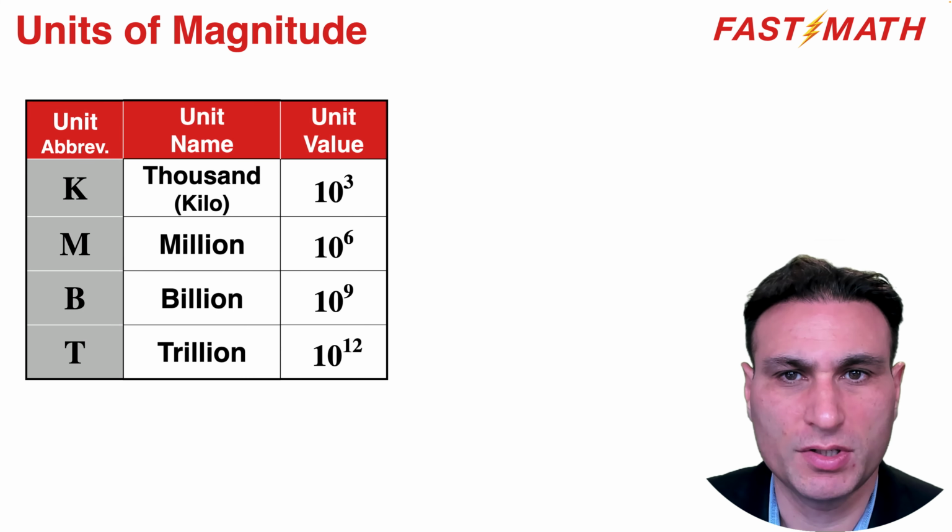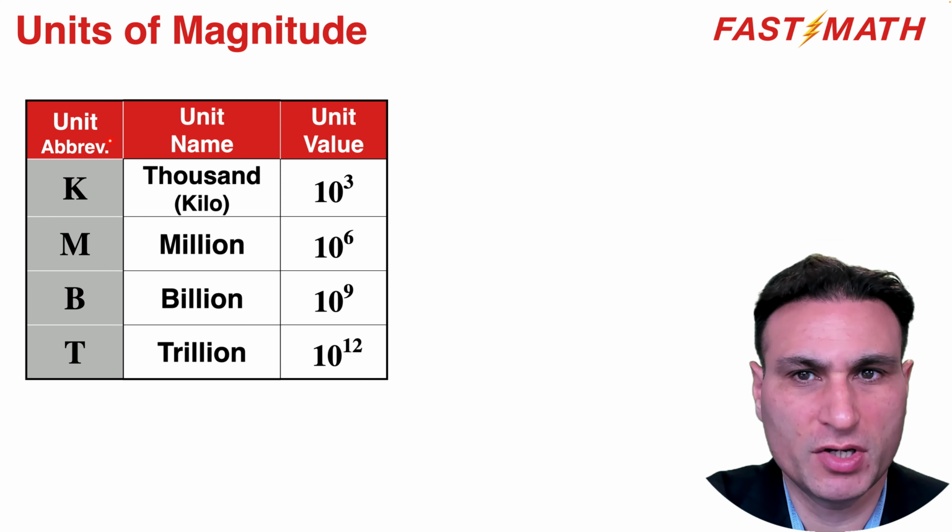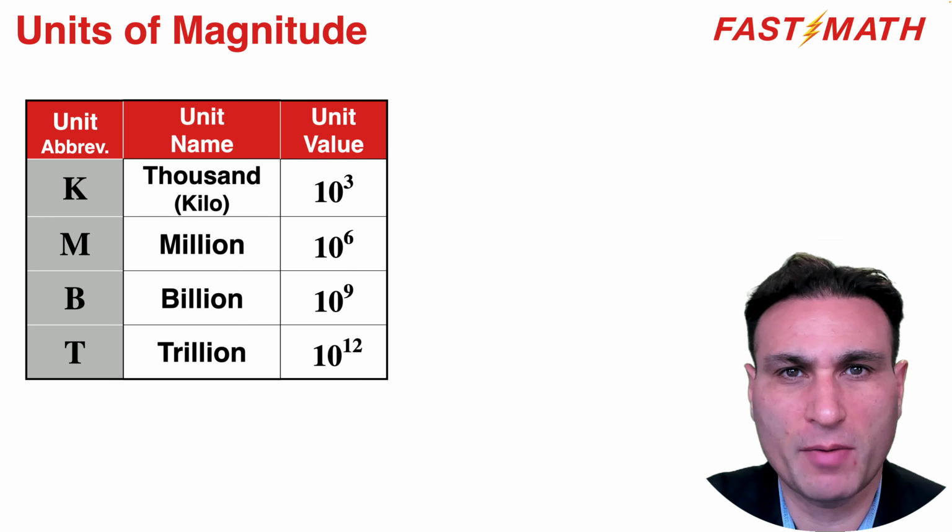To explain this in more detail, with unit abbreviation, unit name, and unit value. K is the abbreviation for 1,000, which is 10 to the third. K comes from kilo, which means 1,000 in the metric system. And K representing 1,000 is the most important concept in this video.